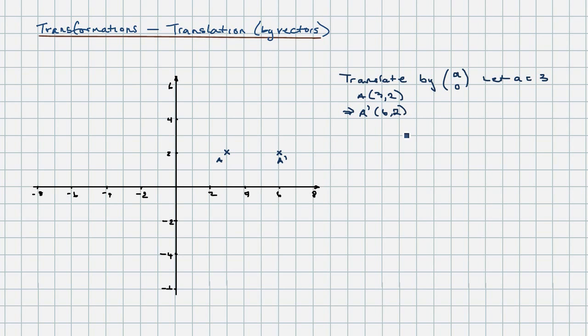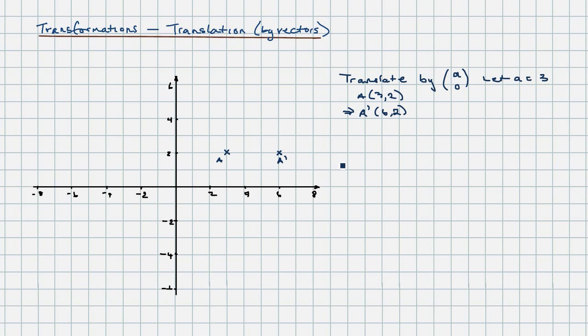Okay? So if the vector was 3, 0, all I had to do was add that 3 to the x coordinate, 3 here, to get 6, and then I've got my resultant coordinate. I've got my image of A, we should say. So if this is the object, we call this the image. Okay, let's do another one.